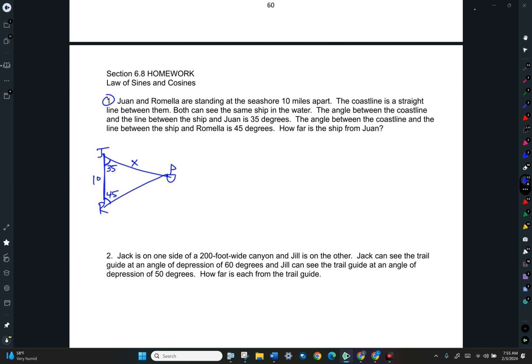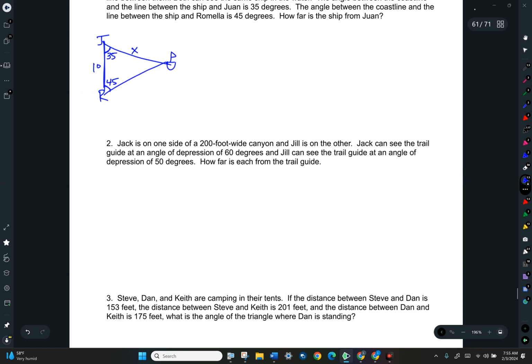Now, it doesn't matter how I've drawn this, there's no guarantee that this is a right triangle at all. In fact, we can tell it's not a right triangle, which means that you can't just use the basic sine, cosine, tangent, but you're going to have to use law of sines or law of cosines. Okay, look at number 2.